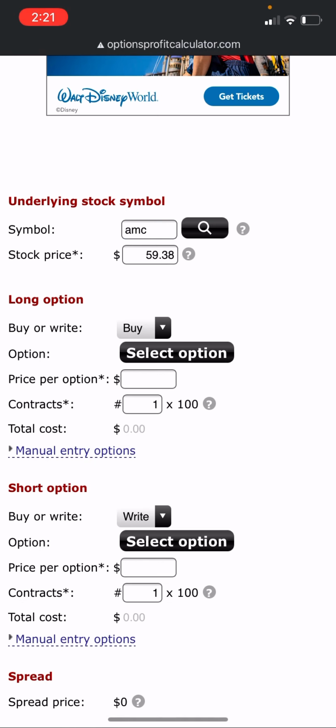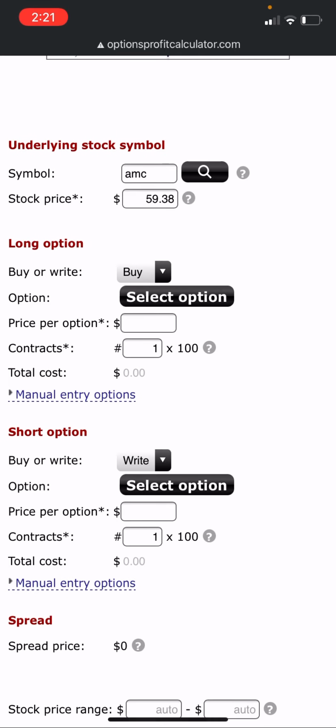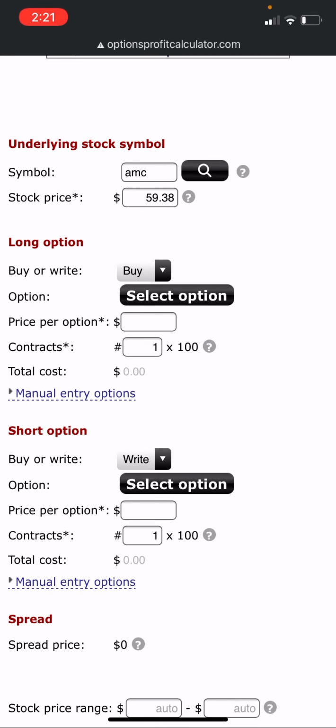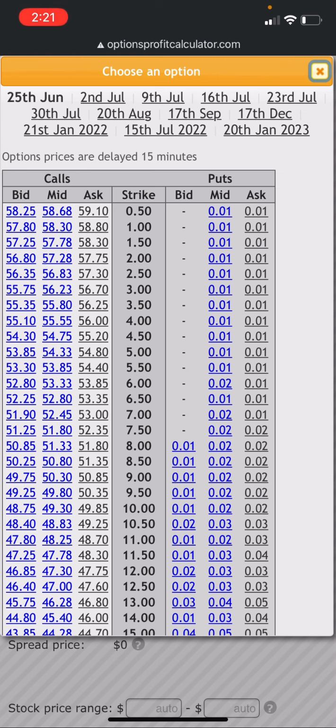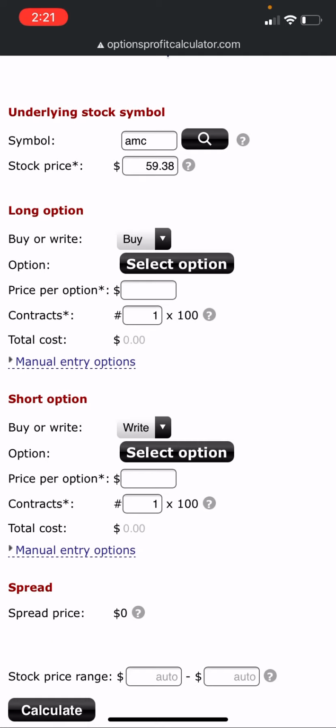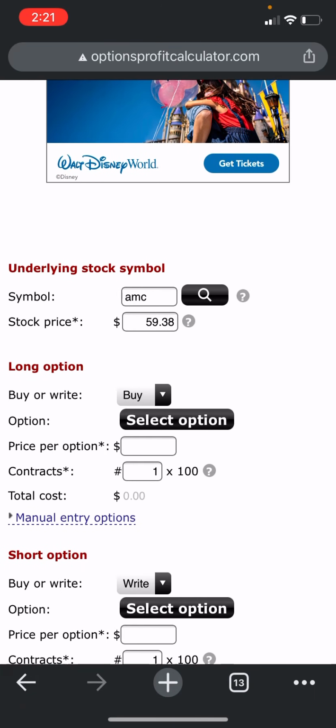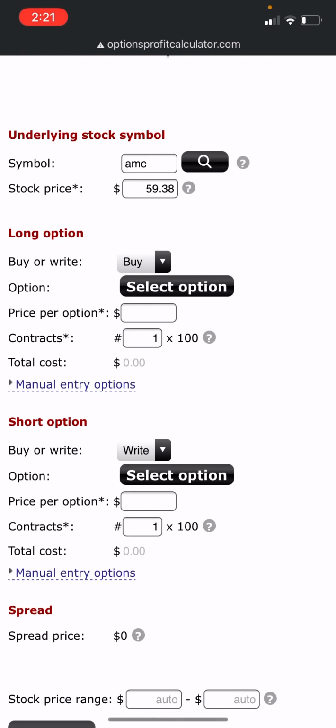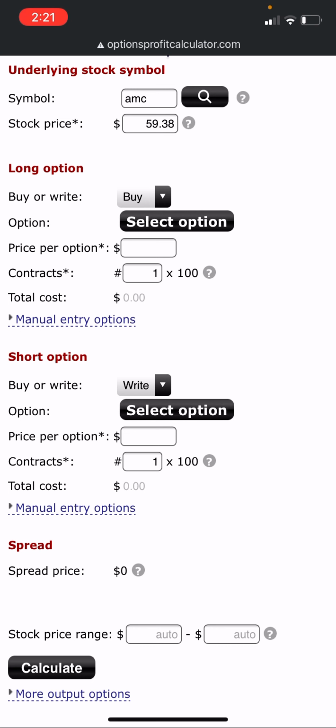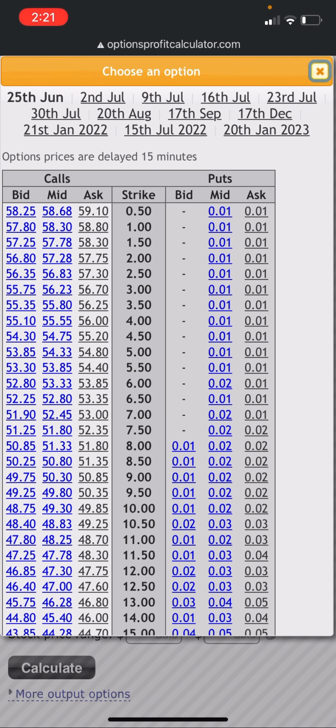And so we're going to pick our long option. First, let's pick our short option, so it clears your head and it's easier to understand. We're going to write this option. Remember, we're writing the option. We're selling it to the option buyer. We're selling the put option, okay? That's what we're doing. So we're going to write the short option, see this one? We're going to write that option, all right?